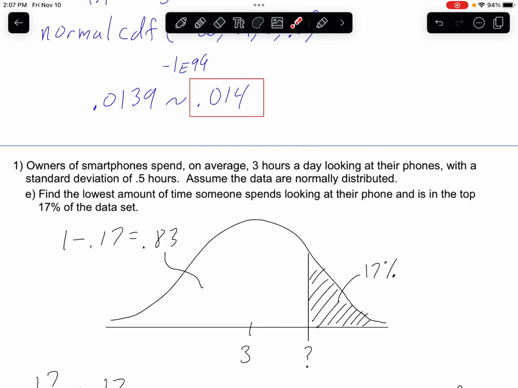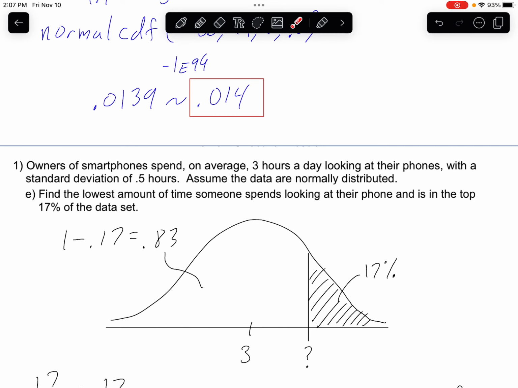So let's look at 1E, which gives us the same data as before for number 1, normally distributed data with an average of 3, a standard deviation of 0.5. And the question that part E is asking is slightly different than before. It's not asking for a probability.